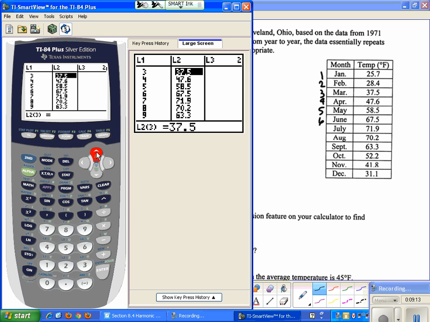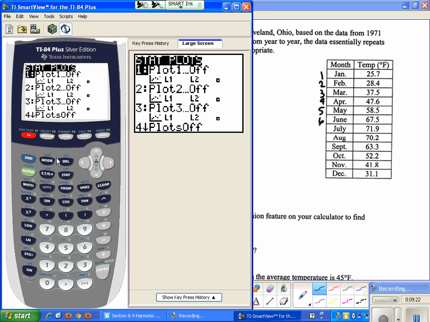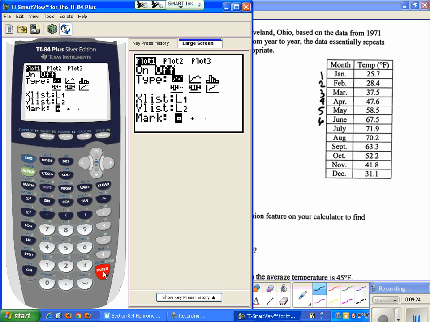Now if I want to make a scatter plot of this, I could do that on a piece of paper, or we can use our graphing calculator since we just typed it in. So to do that, you need to turn your stat plot on, second y equals. So turn my stat plot on, make sure you're in list 1 and list 2.